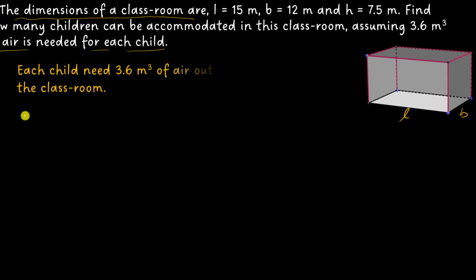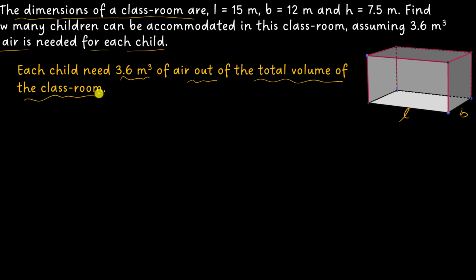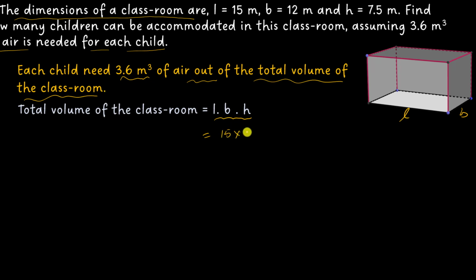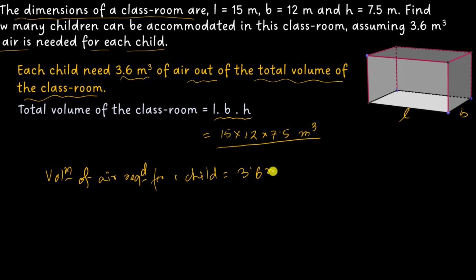So if you study this question, each child needs 3.6 meter cube of air out of the total volume of the classroom. So first we have to find out the total volume of the classroom, and that is equal to LBH, which is 15 multiplied by 12 multiplied by height 7.5 meter cube. So this is the volume of the room, and this is also the volume of the air inside the room. Volume of air required for one child is equal to 3.6 meter cube. The total volume of the air inside the classroom will be shared by all the children.